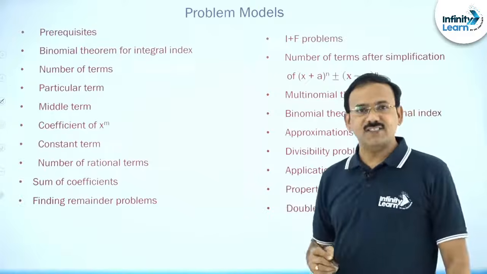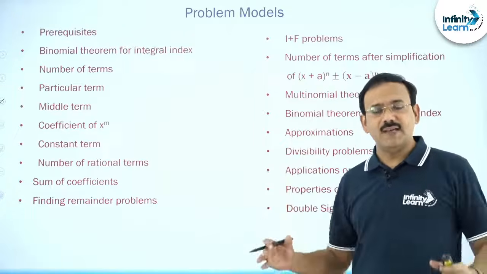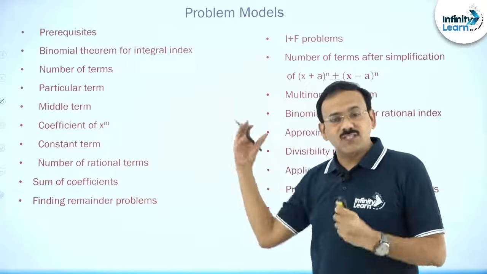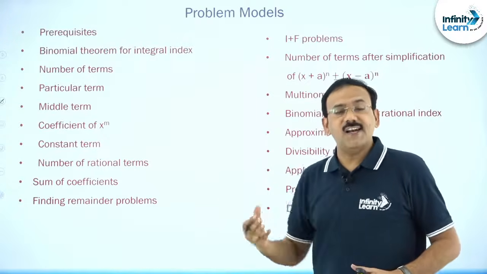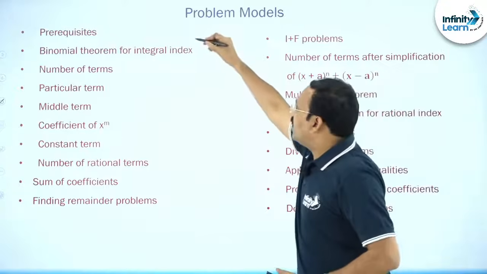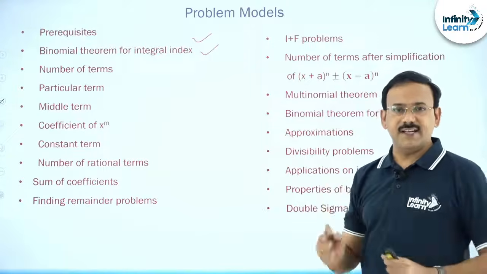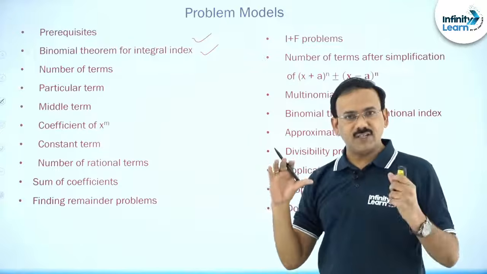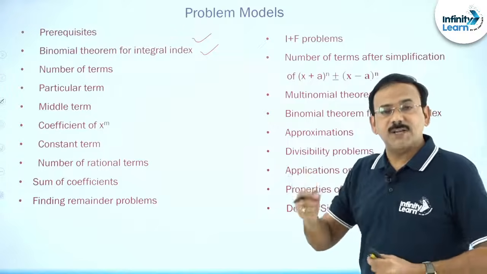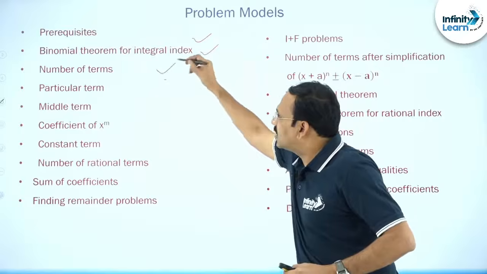Binomial theorem is a huge topic, a very big topic. There will be n number of models. First we start with the prerequisites, that is the properties related to NCR, NPR and all these things. Then we define binomial theorem for integral index. Then we talk about the number of terms: if you expand x plus y whole power n, there will be n plus 1 terms. This is the third point.